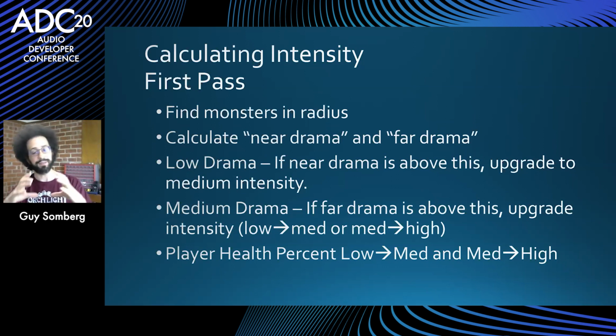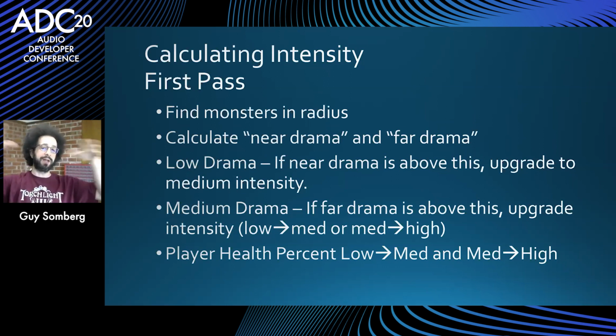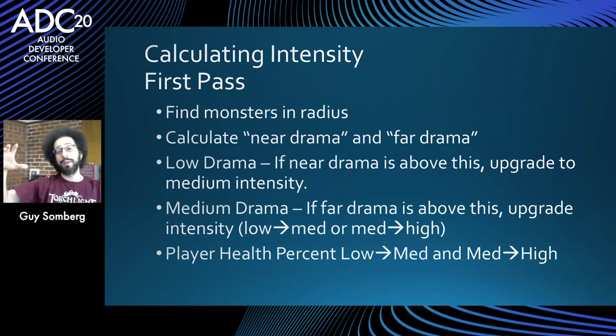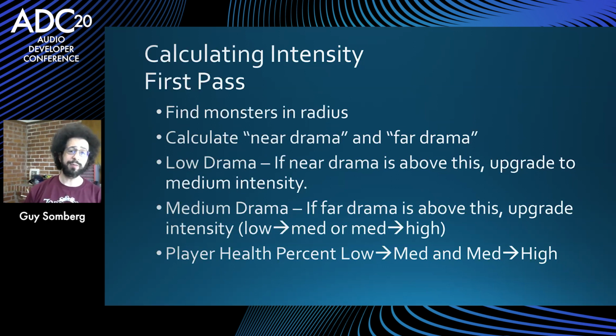The idea there is if you've got monsters close by, then that's at least medium intensity. If you've got close by and far away monsters, then that's going to be high intensity. But if you've just got monsters around the edge, then that's still medium intensity. So that was what that was intended to do. The other thing we looked at was the player health. If your player health is low, then you want to be at medium, and if it's really low, then you want to be at high intensity. So the player health also affected this, because we decided if you have low health, then it's more intense.